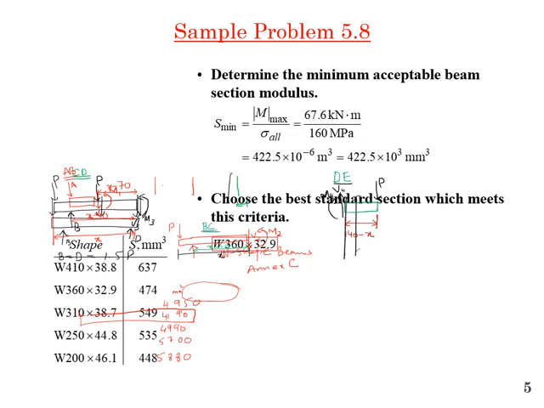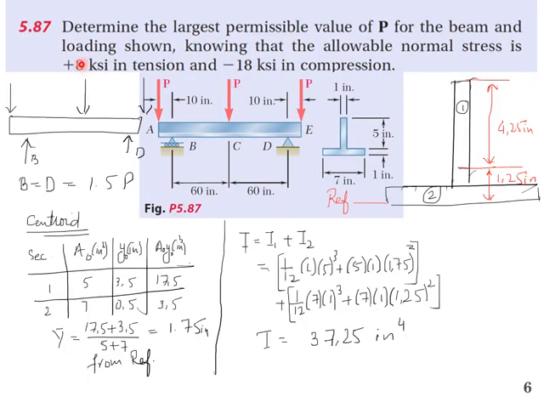Now let's see another problem from the book. We will solve the problem step by step. So let's see problem 5.87. Determine the largest permissible value of P for the beam and the loading shown, knowing that the allowable normal stress is plus 8 KSI in tension and minus 18 KSI in compression.